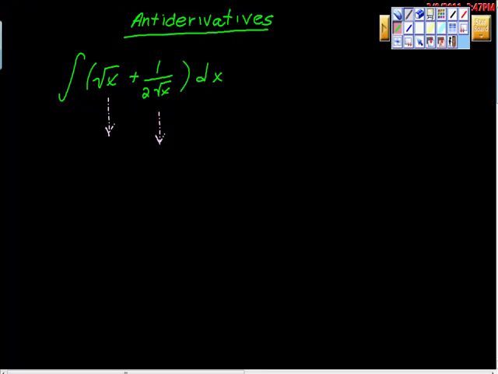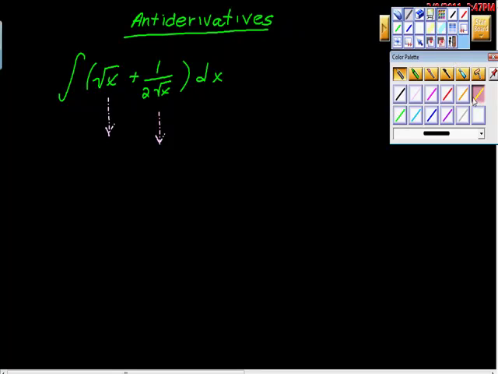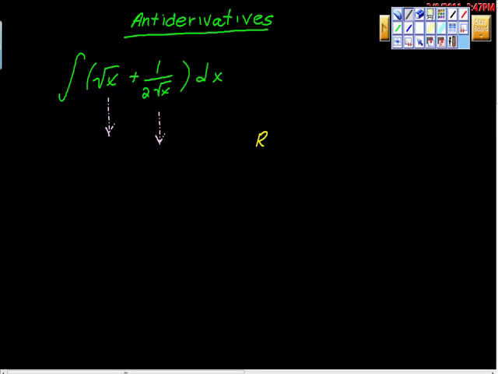Here's a question from the text where we're asked to find the antiderivatives of this function. We were looking for the antiderivative of the square root of x plus 1 over 2 times the square root of x dx. I have to be as honest as I can be when I tell you that I can't see this very well. I can't see what the next step is, but I know that if we follow the algorithm that we've been using, that is to rewrite, to integrate, and then to simplify, I think I might be able to see this a little bit better.